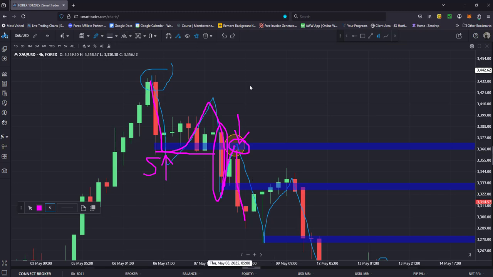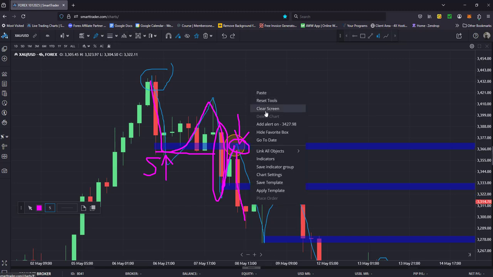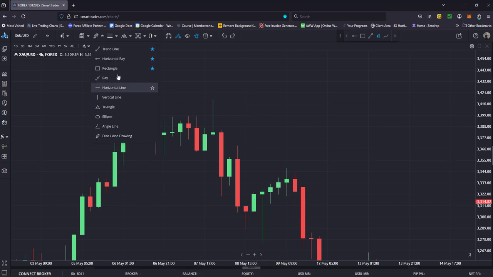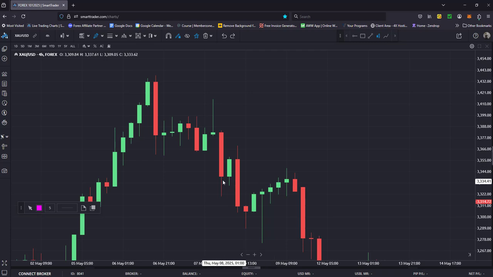Again, I'm going to clear the screen because it could look messy and we just want to keep it simple. Second level would be here. Same thing. When the market fell to this area here, again, we had a breakout here with this candle here, this push down here.